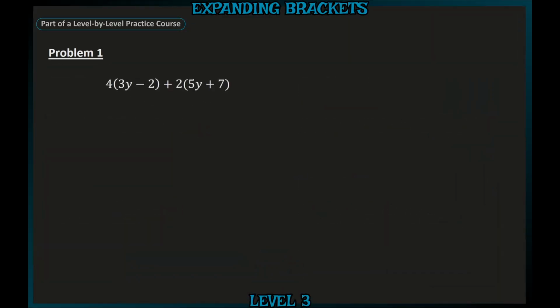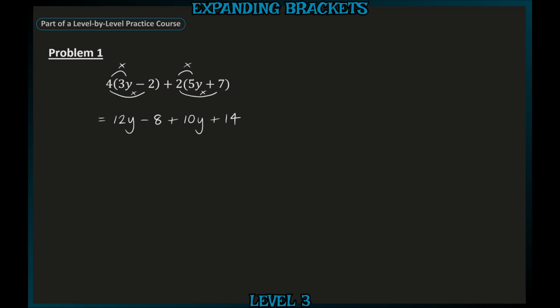In problem 1, we're expanding and simplifying this expression. Now, since we have two separate brackets, we need to expand each of those independently and then simplify afterwards. So to start, we can multiply 4 by 3y, and this gives us 12y. Next, we can multiply 4 by minus 2, and this gives us minus 8. Next, moving on to the second bracket, we have 2 multiplied by 5y, which is positive 10y, and finally 2 multiplied by 7, which is positive 14.